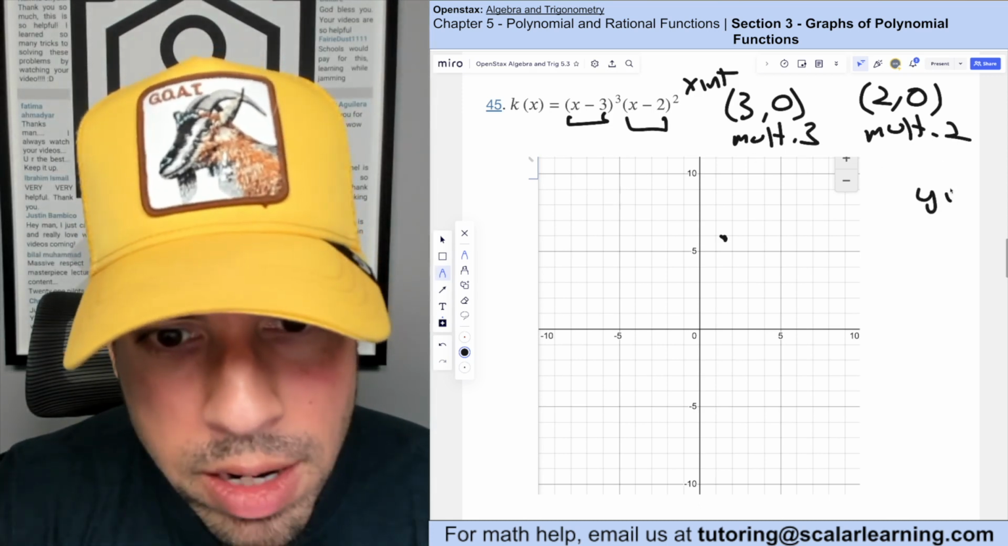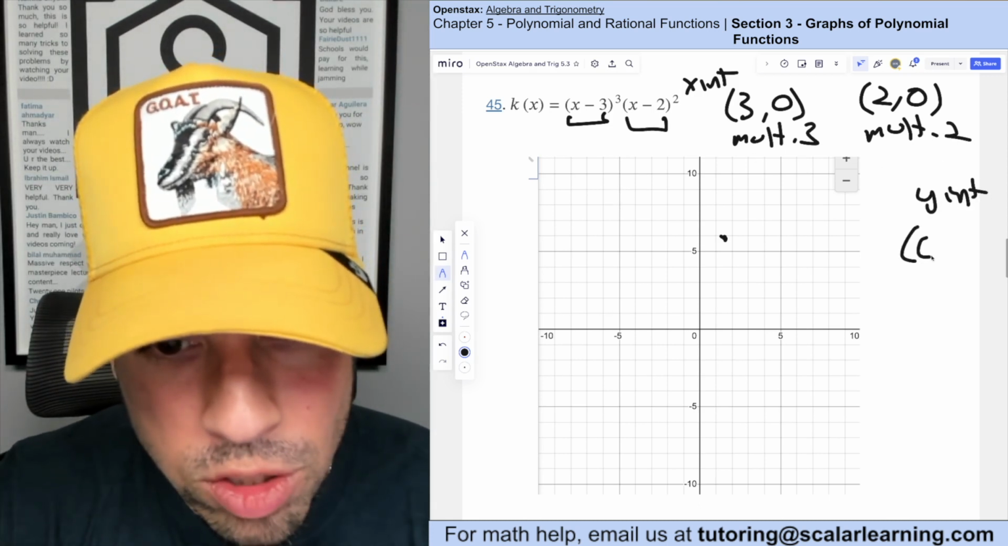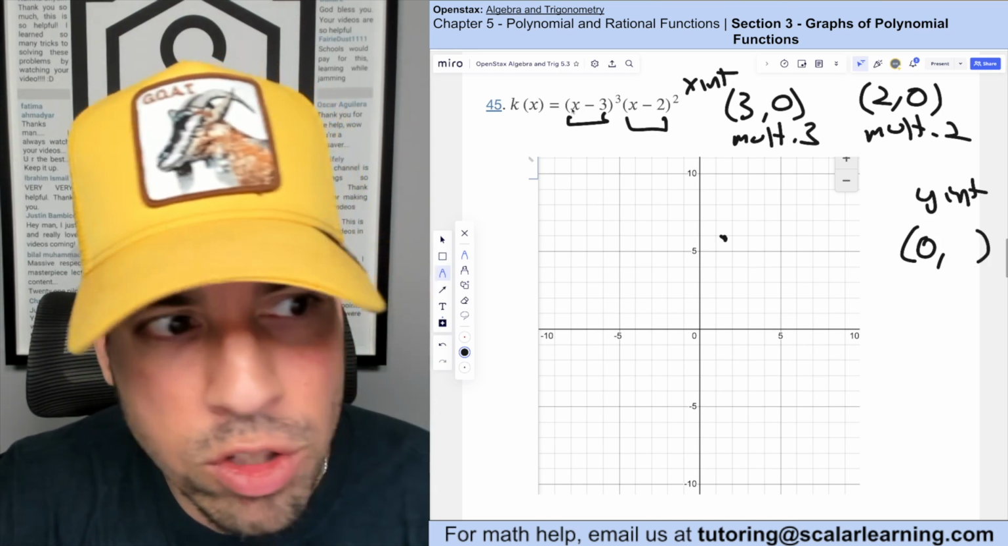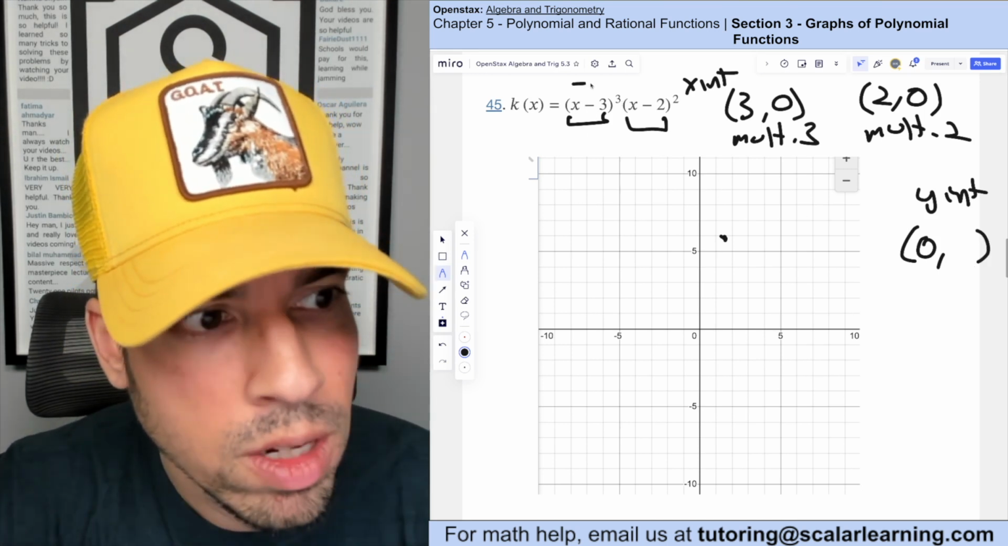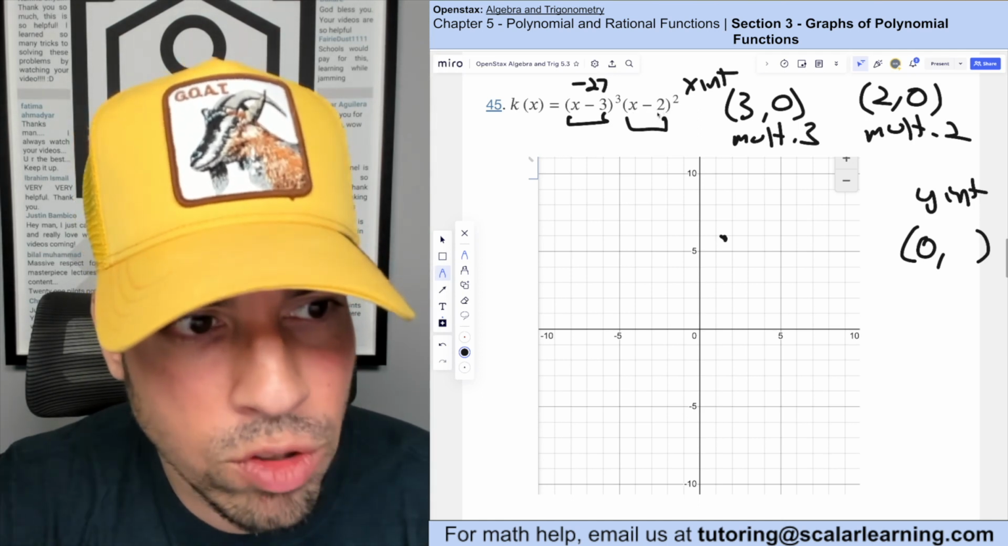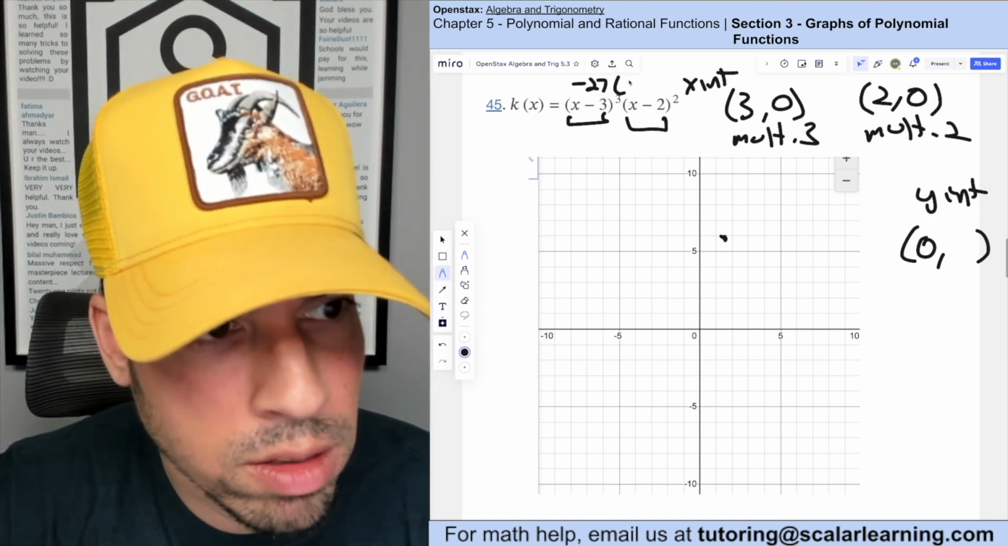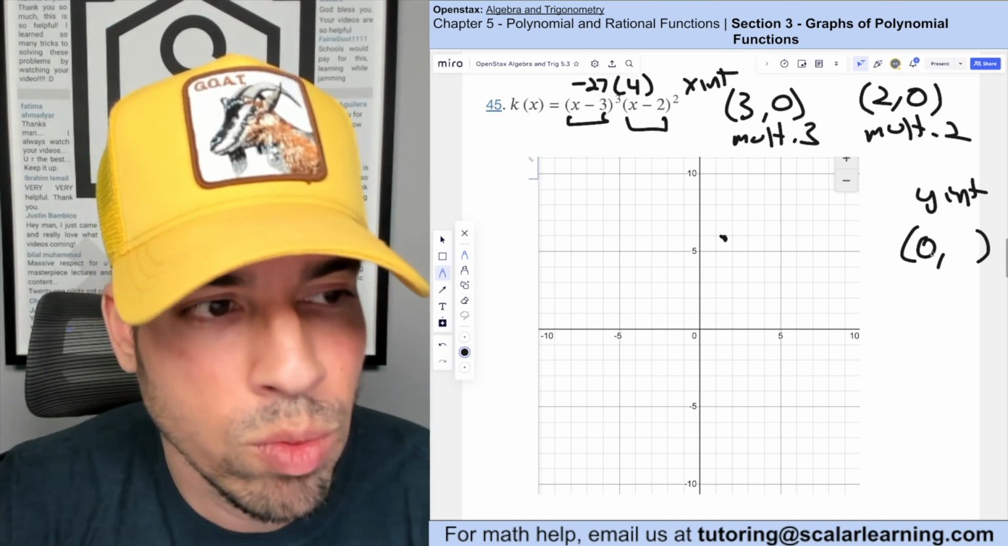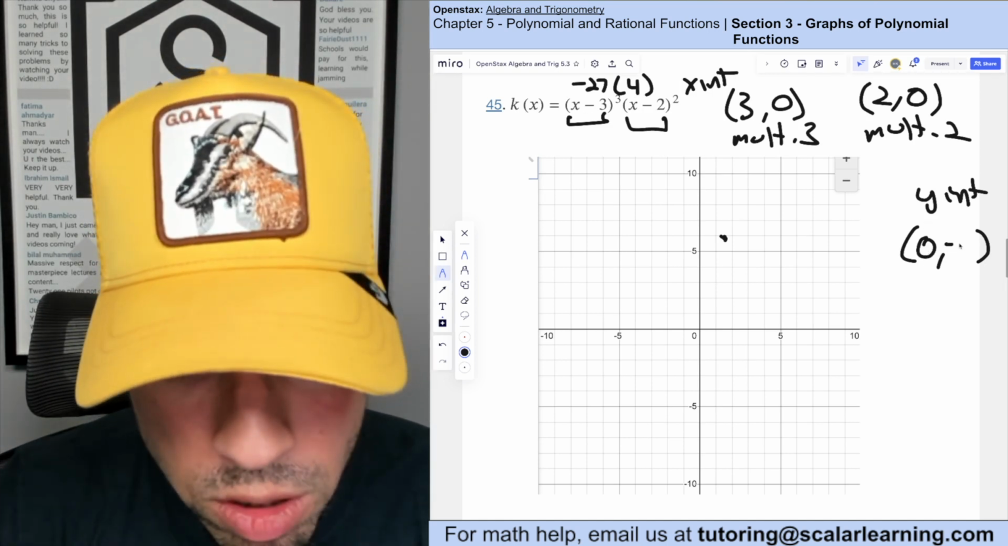Now for our y-intercept, we can just find that by plugging 0 in for x. So you plug it in here. 0 minus 3 is negative 3 cubed is negative 27. And here, 0 minus 2 is negative 2 squared is positive 4. So 4 times negative 27 is negative 108.